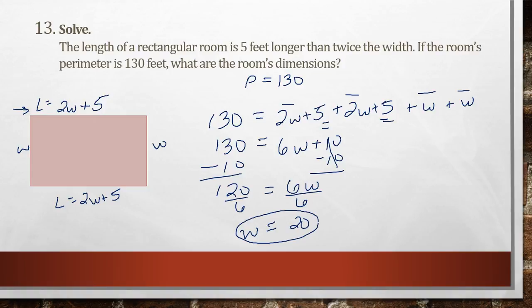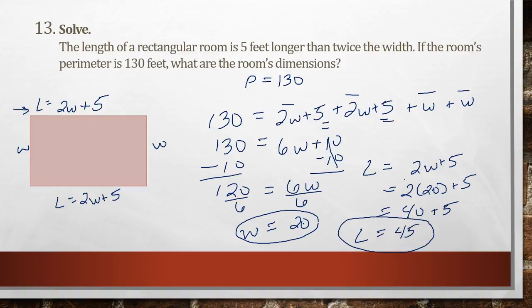But it asks for the room's dimensions, so we now need to find L. So we know that L equals 2w plus 5, so we're going to plug 20 in for w. So that would be 2 times 20 plus 5 equals 40 plus 5, so L equals 45. All right? And you may also see, remember perimeter equals 2L plus 2W, so you could have plugged in this equation for your L and solved it that way. Alright, so let's go on to number 14.